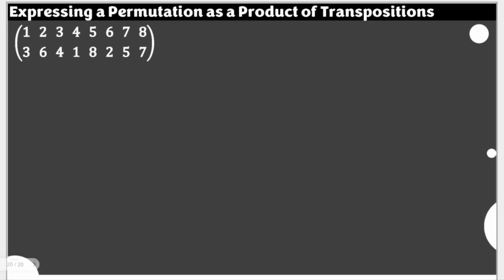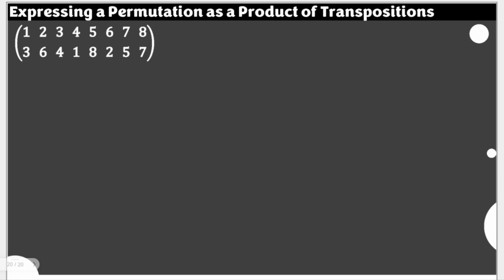Let's express this given permutation as a product of transpositions. Now, transpositions are actually cycles of length 2. We can determine the cycles that we will be using here if we look into the idea of expressing this permutation first as a product of disjoint cycles. We have done that already in our previous video. You might want to check that previous video.